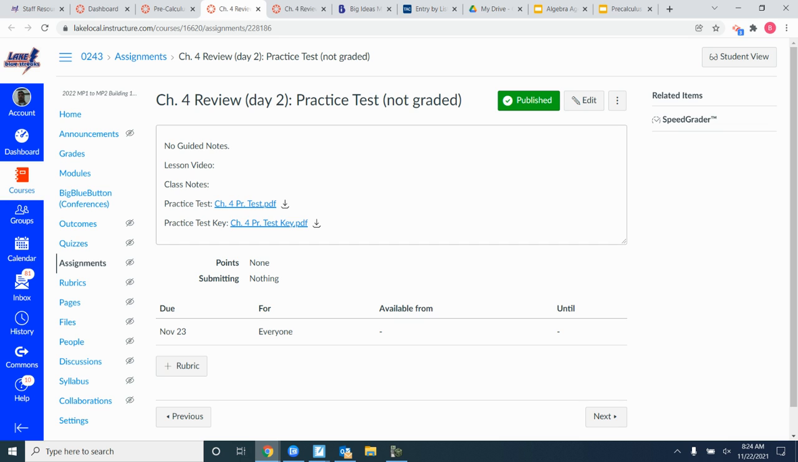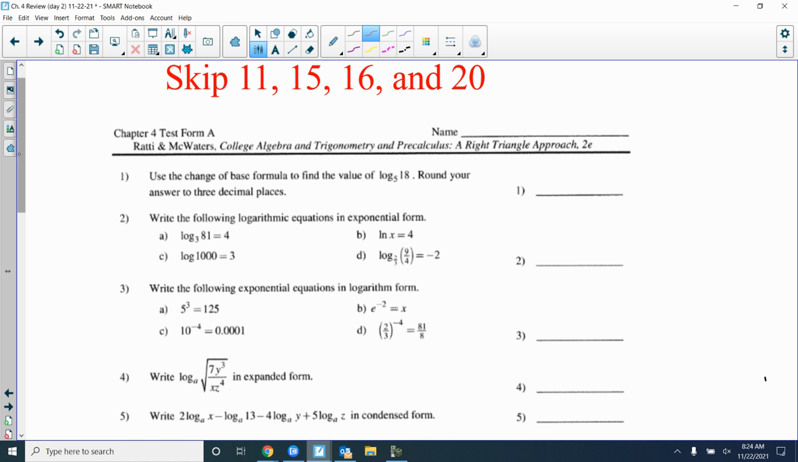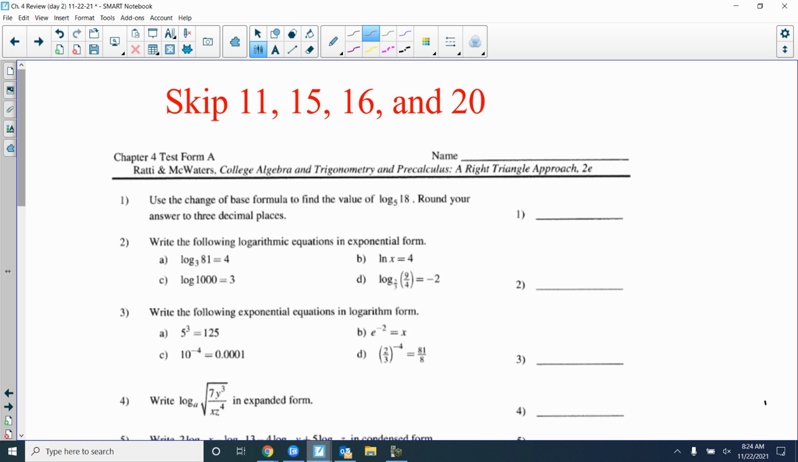Do not do the ones marked off on there. I'll put that back up there because these were a couple problems we didn't cover exactly in the way that they presented them. So I wouldn't want you to try to do those. You get confused, agitated. So skip 11, 15, 16, and 20.